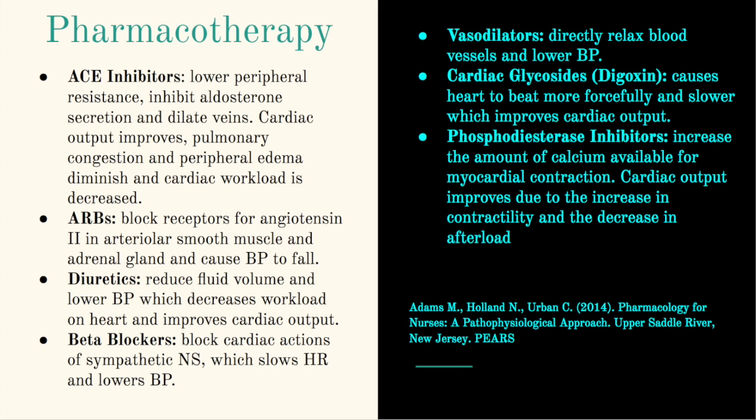For the beta blockers, they block the cardiac actions of the sympathetic nervous system, which slows heart rate and lowers the blood pressure. For the vasodilators, these directly relax blood vessels and lower blood pressure. For the cardiac glycosides such as digoxin, it causes the heart to beat more forcefully and slower, which improves cardiac output. And lastly, the phosphodiesterase inhibitors increase the amount of calcium available for myocardial contraction. Cardiac output improves due to the increase of contractility and decreases in the afterload.